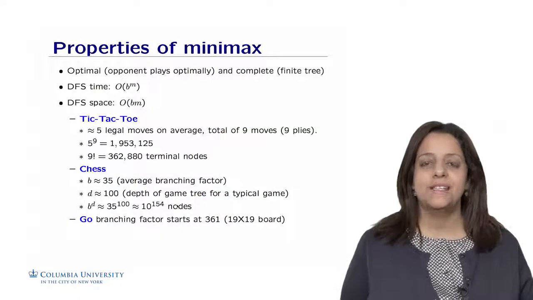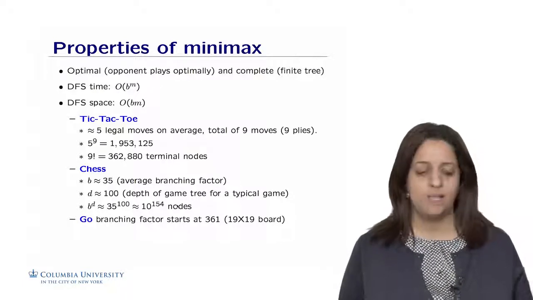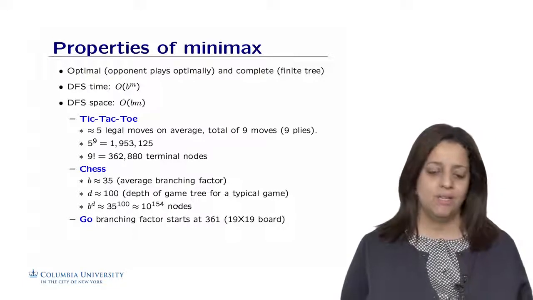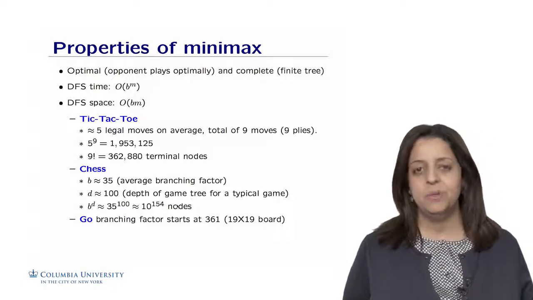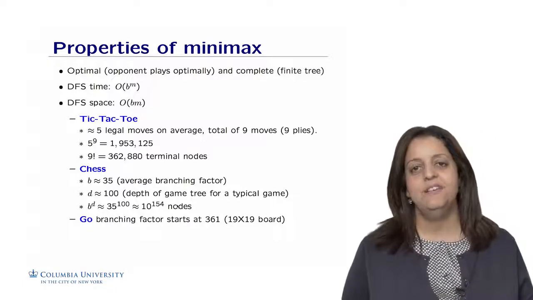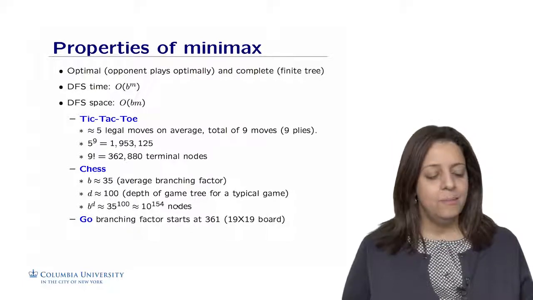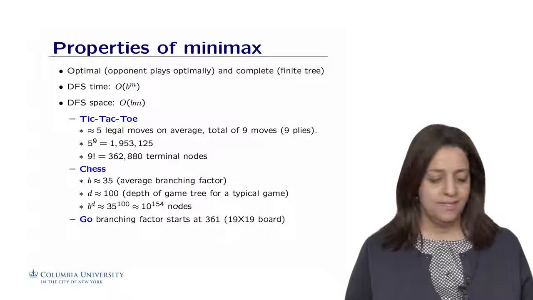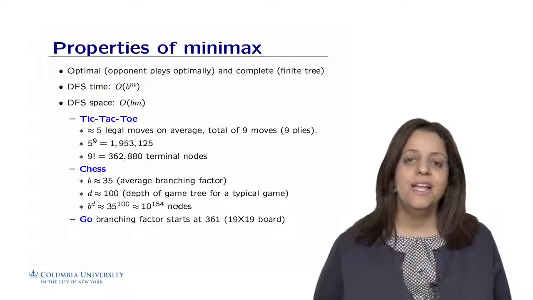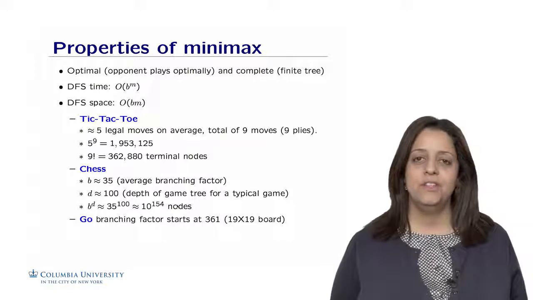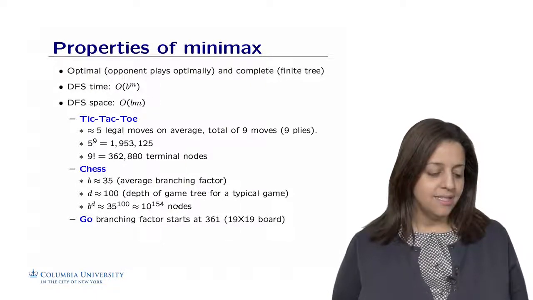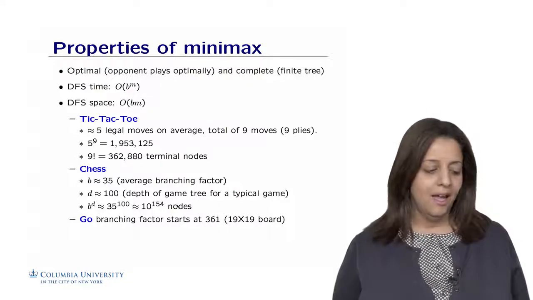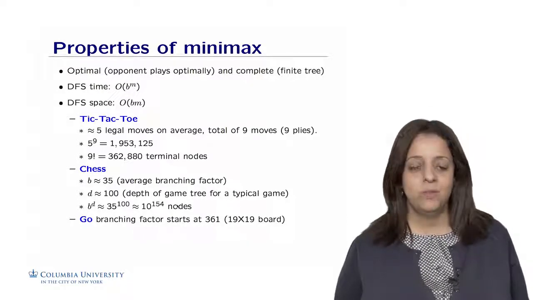So how about the Minimax algorithm properties? First of all, it is optimal, assuming that both opponents are playing optimally. It's also complete: it will find a solution if it exists in finite trees. Minimax performs a DFS, so it has DFS time and space complexities, where b is the branching factor and m is the maximum depth of the game tree. As examples, let's check tic-tac-toe, chess, and Go to see what this time and space complexity would represent.